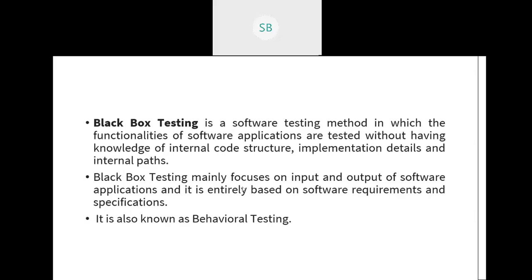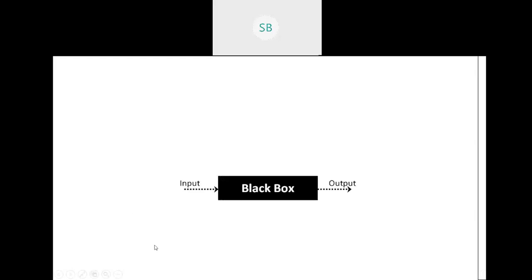Black box testing mainly focuses on the input and output of the software application, and it is entirely based on software requirements and specifications. In the SDLC model, it is based on the software requirement and specification stage, and only on the input and the output of the system. As I have just shown in the diagram, we should know only the input we are putting in and what the output is.